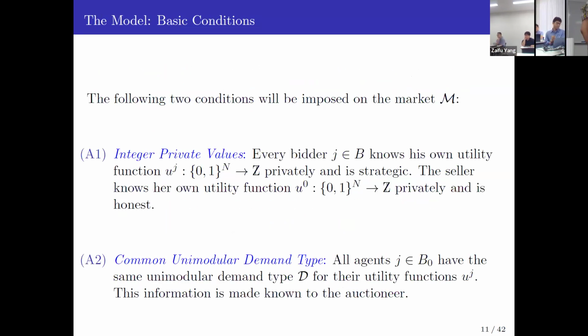What will be the major assumption on the economy? We have integer private values. Every bidder knows his utility privately and can act strategically. The seller also knows her own utility privately and is honest. Sorry, there's one question. Here you assume that the range of the utility function is always integer, so it never takes minus infinity, right? Possibly minus infinity. Yes, this is a mistake, sorry.